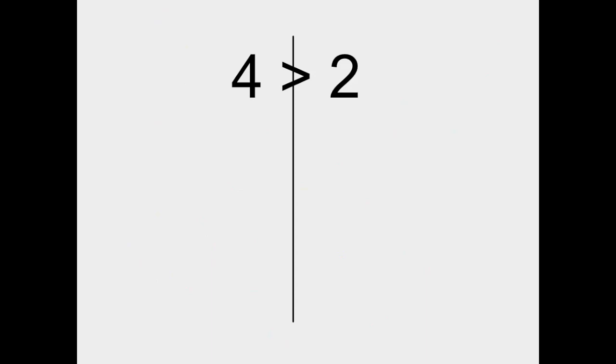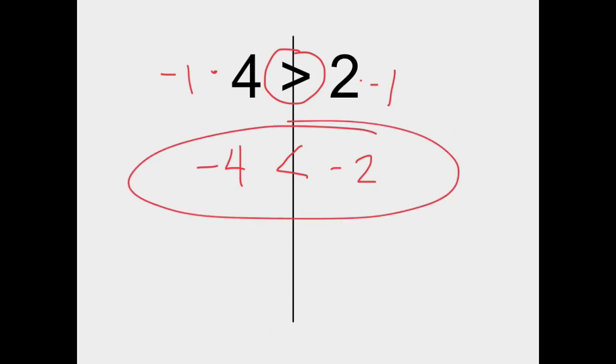So if I multiplied both sides by negative 1, I would get negative 4 and negative 2, but I have to turn this sign so it's facing the other direction. Now it's true. Same with division. If I divided one side by negative 1 and I divided the other side by negative 1, I would have to turn the sign around so it was facing the other direction.